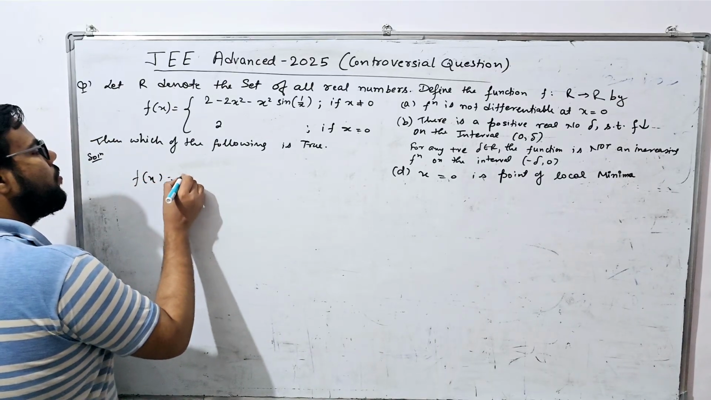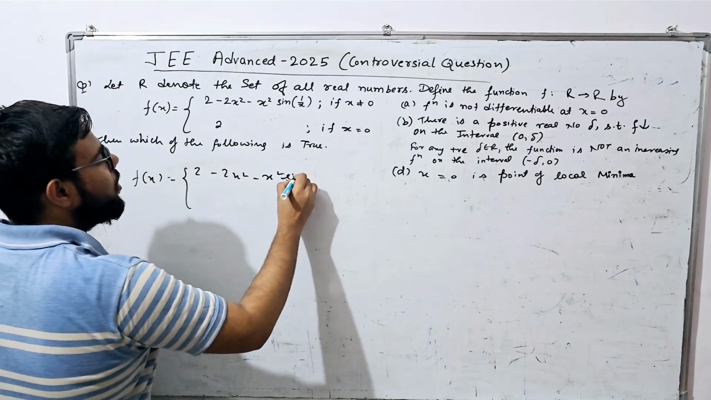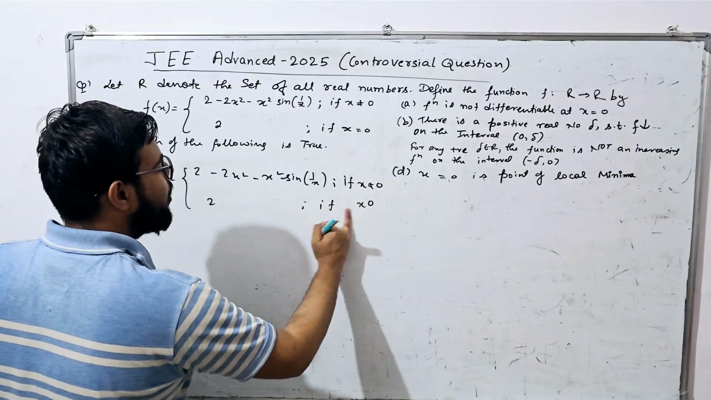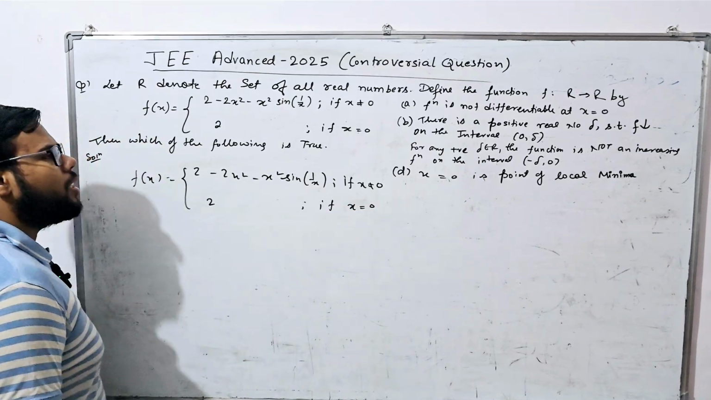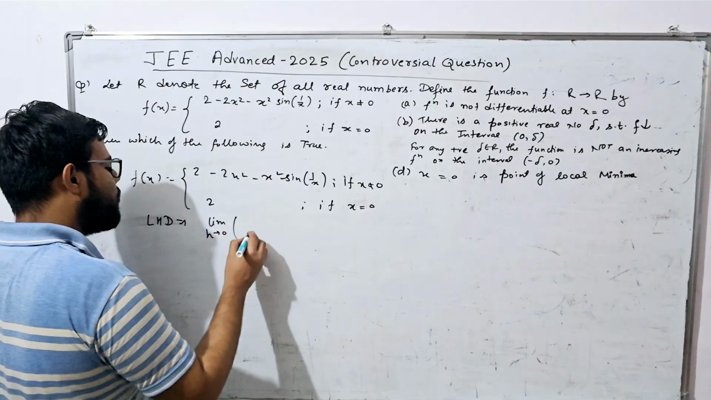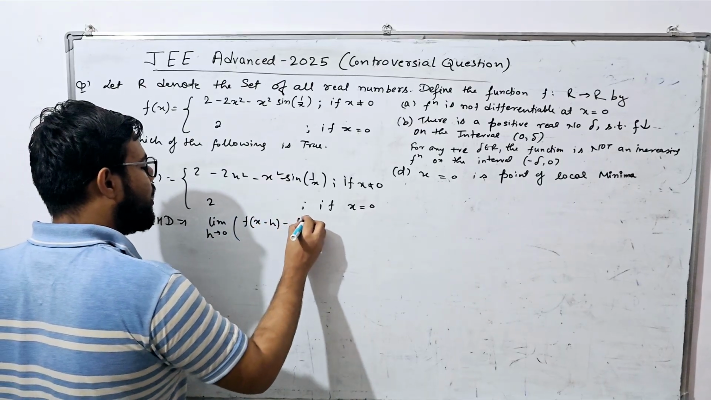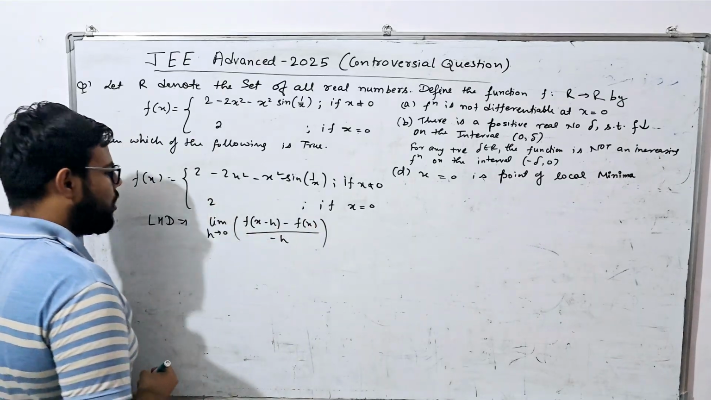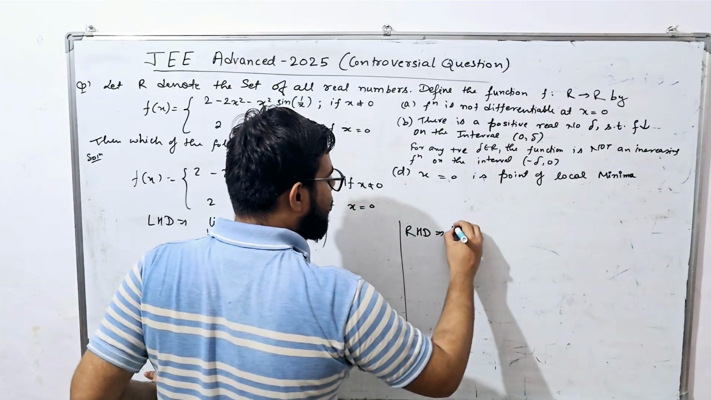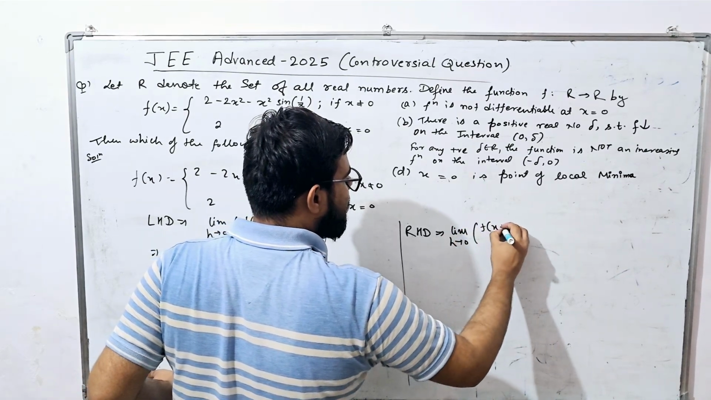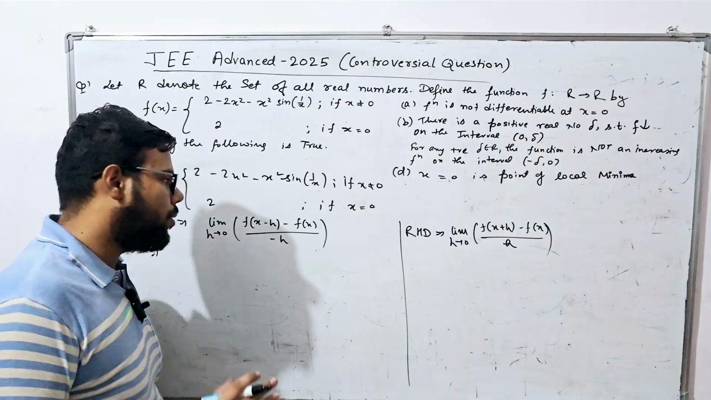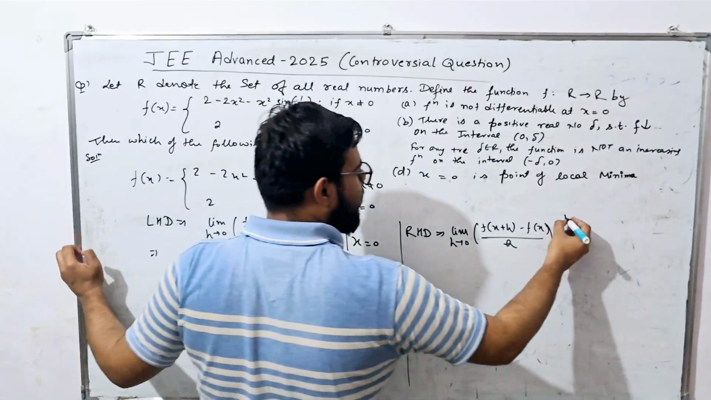The given function is f(x) = 2 - 2x² - x² sin(1/x) if x not equal to 0, and it is 2 if x is equal to 0. Let's apply the formula of LHD and RHD. LHD is equal to the limit as h tends to 0 of [f(x - h) - f(x)] / (-h). First let's solve for LHD, then we'll solve for RHD. RHD is equal to the limit as h tends to 0 of [f(x + h) - f(x)] / h. Of course, we are going to evaluate this at x equal to 0.